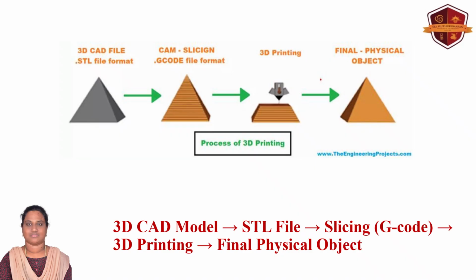Here the object is first designed using CAD software. This design represents the object in 3 dimensions as X, Y and Z. Then the completed design is saved as an STL file. STL file means stereolithography file. This STL file describes the surface geometry of the model.